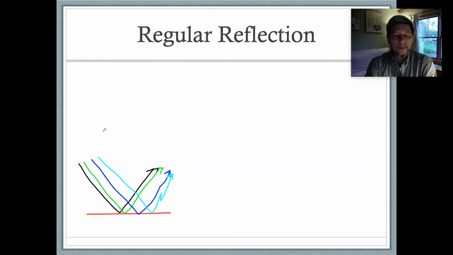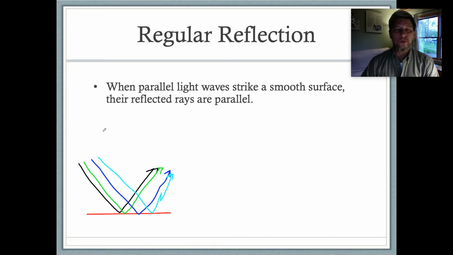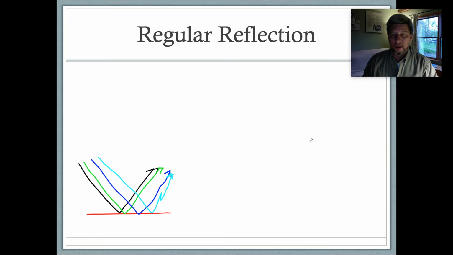All right, so think about it this way: what would happen if a bunch of parallel light waves struck a smooth surface and came back out? Well, in theory, they could then create what we would call an image. And the image itself would be, like so.